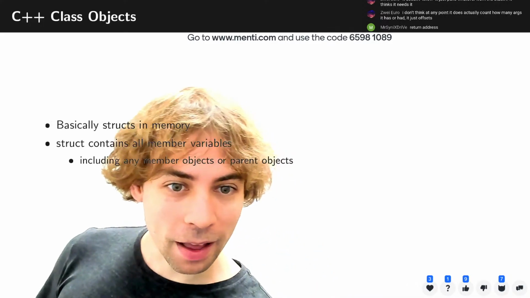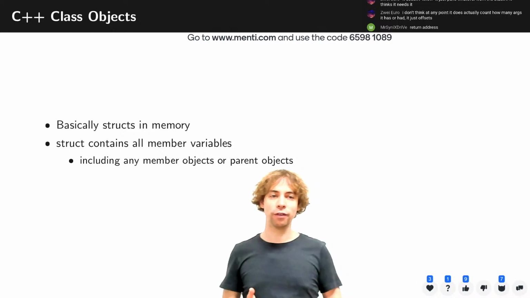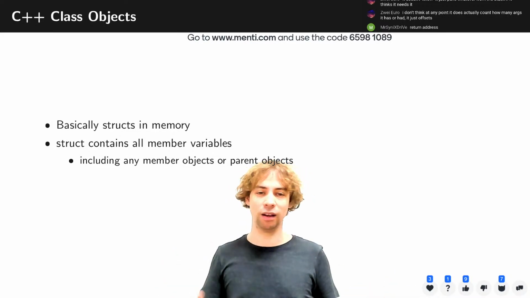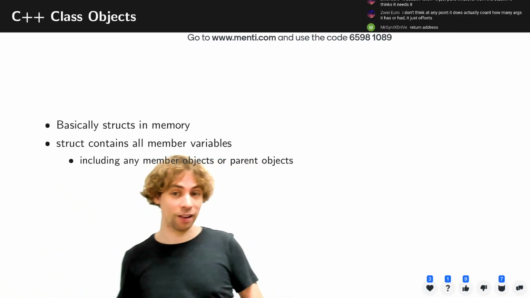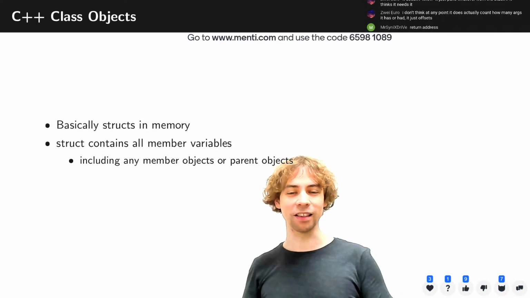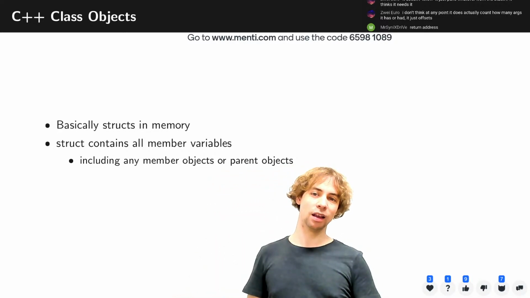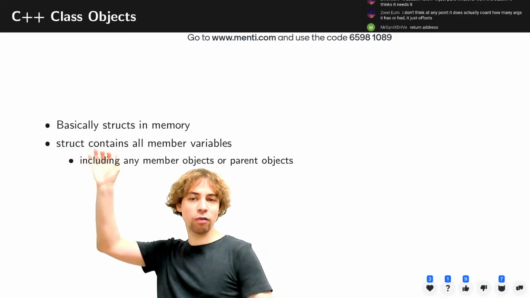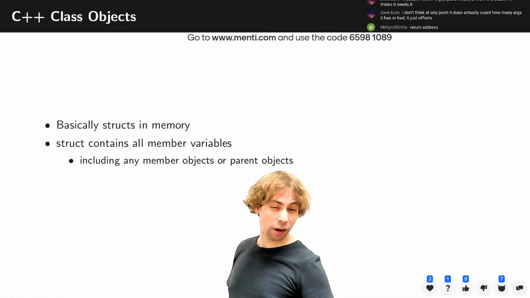Okay, so C++ classes. Basically, C++ class objects are structs in memory. If you would look at a memory dump of a program, you would find the member variables there, maybe some other meta information stored for the object, but it's basically a struct. Also, if you use structs in C++, they are very similar to classes, just with the difference of the visibility of member variables. Structs have default public visibility, C++ classes not. Structs contain all the member variables, including any member objects or parent objects. Well, maybe pointers to the parent objects.